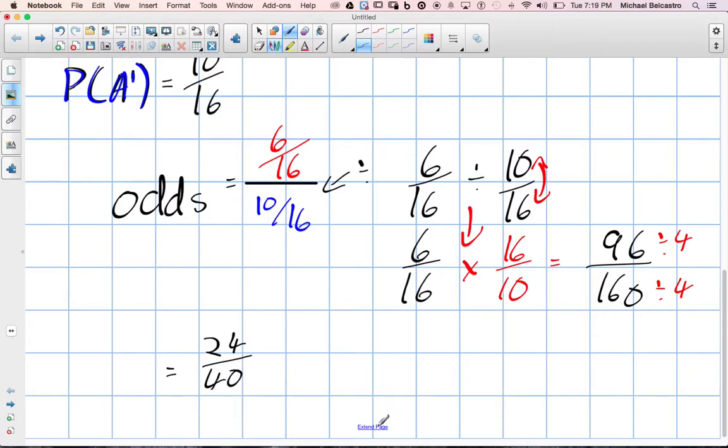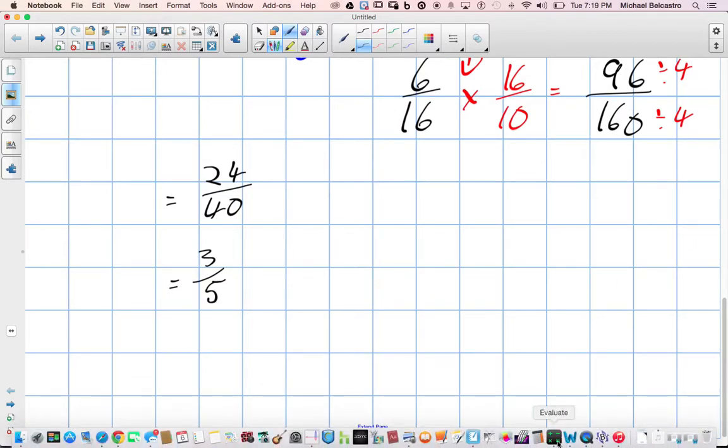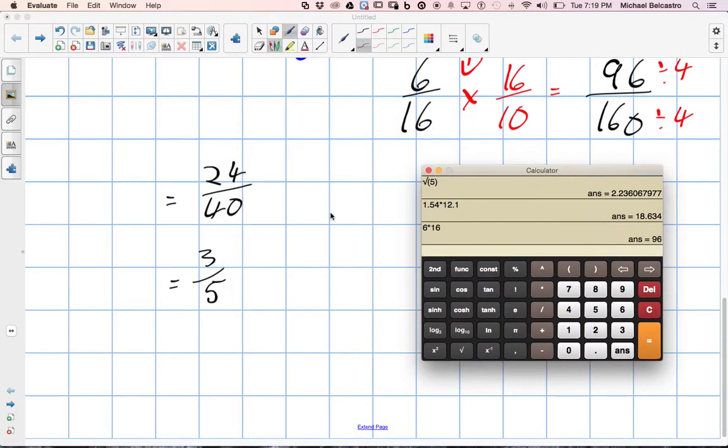We can go again, 12, 20, and 6, 10, which is 3, 5. Is that right? I think we can go 3, 5 here. I think that's the value. So the way I can check this, if I'm ever unsure, is I can divide these values. I know I did that really quickly in my head. But if we go 96 divided by 160, okay, we have a 60% chance, and that's what 3 over 5 is.